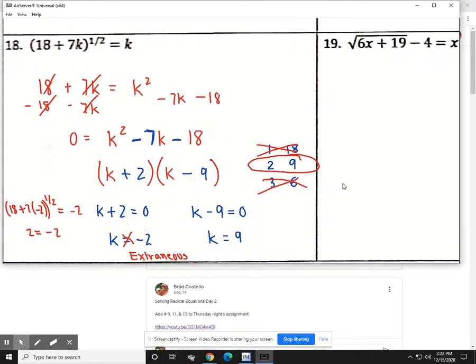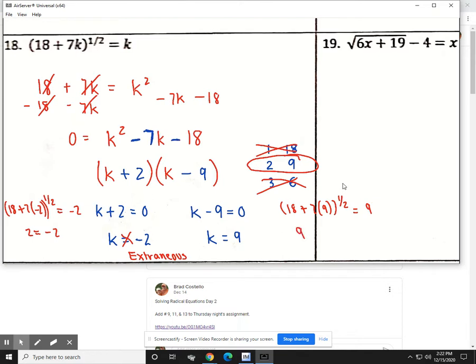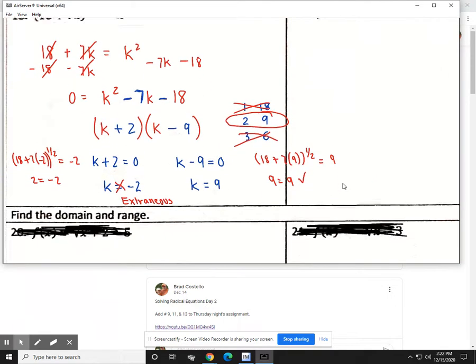All right, so let's do the same thing here. We're going to go 18 plus 7 times 9 raised to the 1/2, and we're going to check to see if it equals k, which is 9. So 7 times 9 is 63. 18 plus 63 is 81. 81 to the 1/2 power, or the square root of 81, is 9. Does 9 equal 9? Absolutely. So k equals 9 is good. And there you have it. That's how you do number 18. Hopefully you'll think that's very simple.